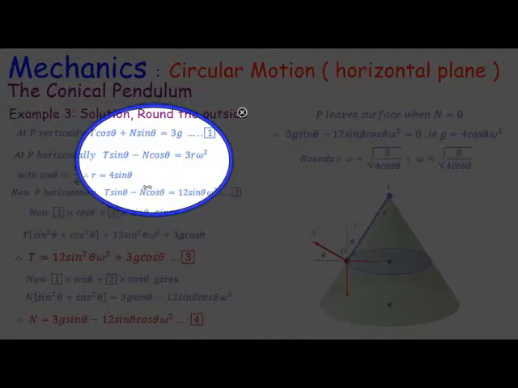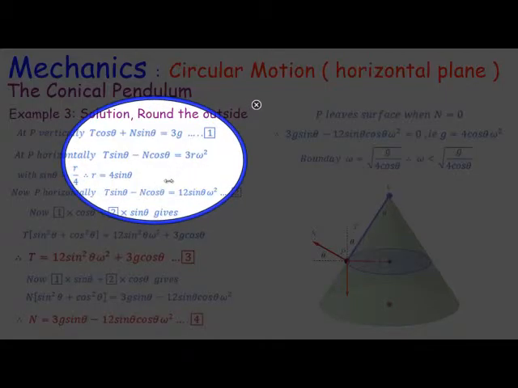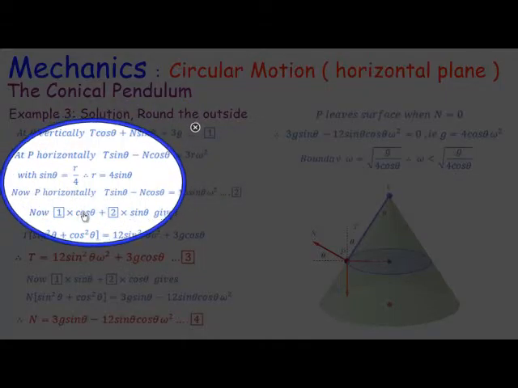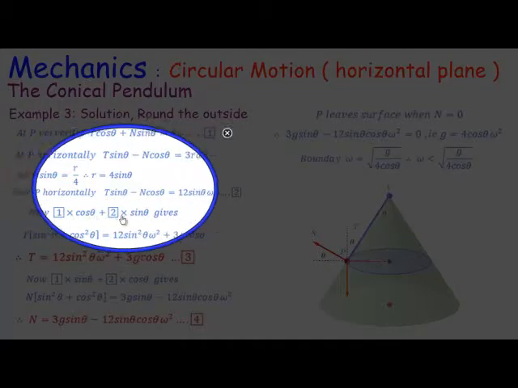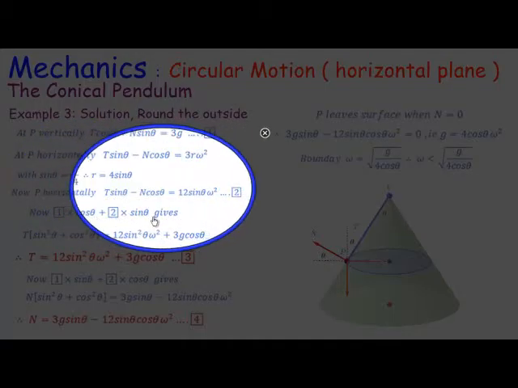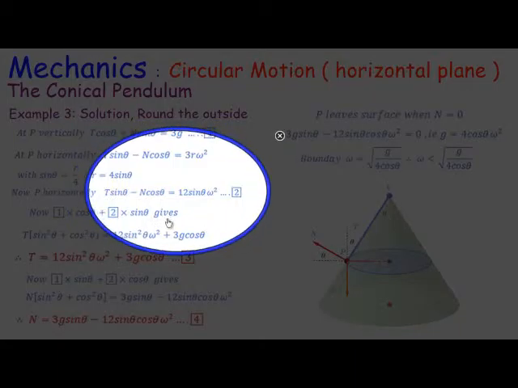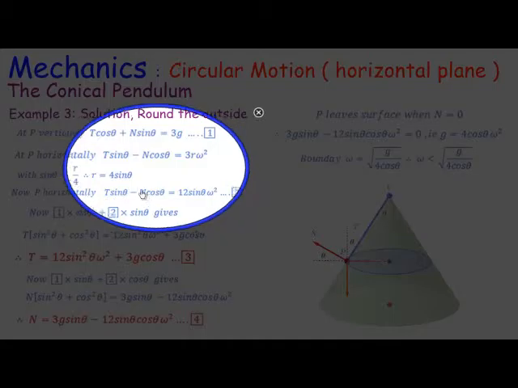Okay, so now what else do we do? Let's have a look. I'll just move this down here. We have that sine theta is r on 4. We can sub in r as 4 sine theta. That will give us that T sine theta minus N cos theta is 12 sine theta omega squared. This becomes equation 2.